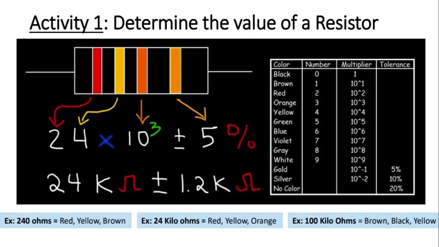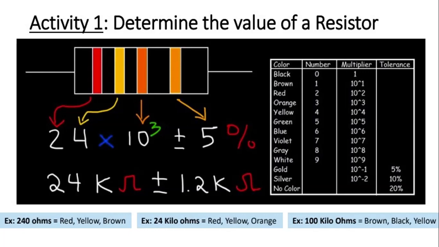The multiplier is the third color, which indicates that the value is multiplied by 10 to the power 1 or 10 to the power 2 or 10 to the power 3, like that. We have up to white, which is 10 to the power 9, and gold is 10 to the power minus 1 and silver is 10 to the power minus 2. And as we know, the numbers are: black is 0, brown is 1, red is 2, orange is 3, yellow is 4, green is 5, blue is 6, violet is 7, gray is 8, and white is 9.